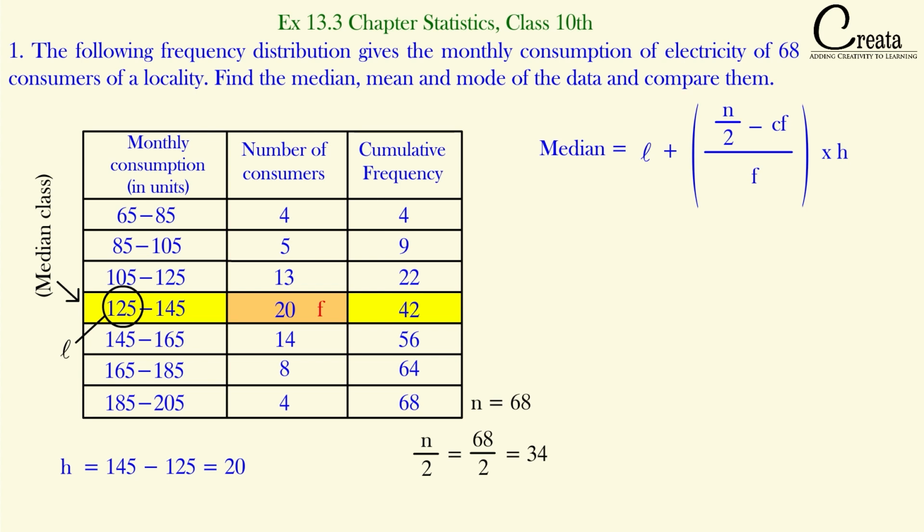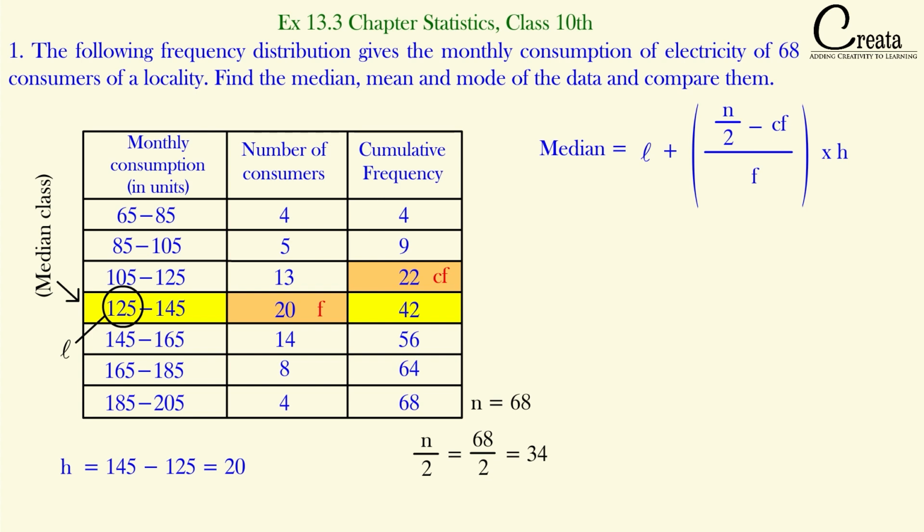Next, the cumulative frequency CF, which is the cumulative frequency of the class before the median class. So this is the median class and this class is before the median class. So CF will be 22. Got it? CF is not the cumulative frequency of the median class. It is the cumulative frequency of the class before the median class. So here we got CF as 22.